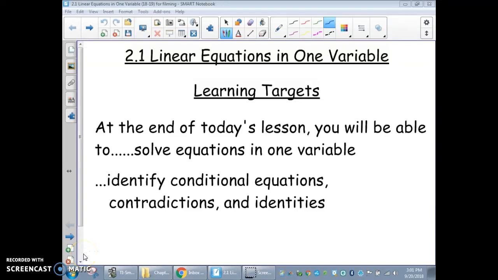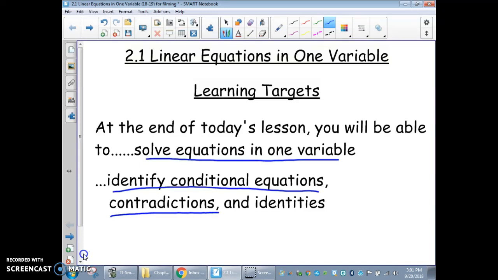Chapter 2, Section 1 is in regards to solving linear equations in one variable. We will be focusing on solving equations in one variable and identifying conditional equations, contradictions, and identities.